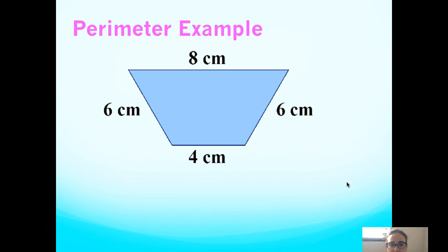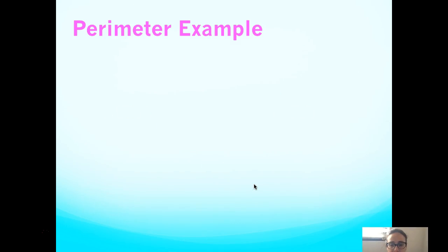Our next example is a trapeze. We need to find the perimeter. Again, we need to add up the measurements on the outside of our trapeze. So 8 centimeters plus 6 centimeters plus 4 centimeters plus 6 centimeters. Again, I wrote down my numbers in a clockwise direction. When you add 8 plus 6 plus 4 plus 6, you get 24 centimeters.